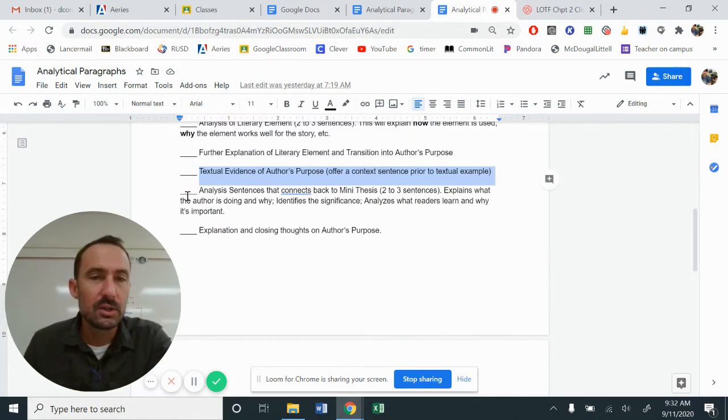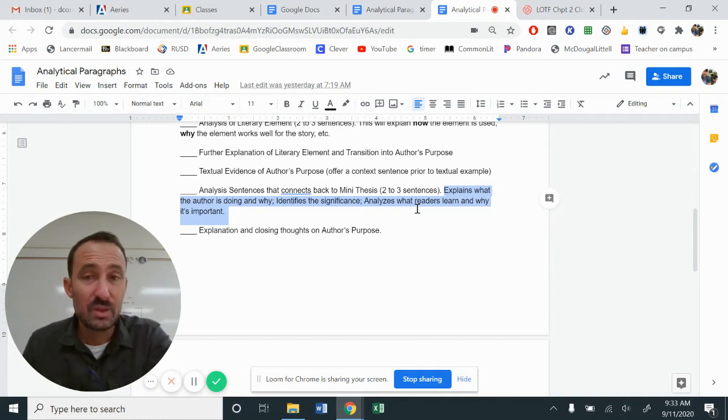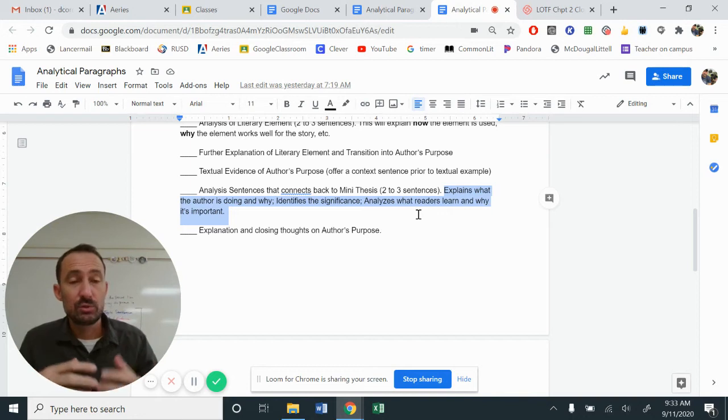From there, you've got your analysis sentences that connect back to your thesis statement. So answer these questions. That's how simple this is. Explain what the author is doing and why. Identify the significance. Why is it important? And analyze what readers learn and why that's important. It's not that you read a story and you're like, okay, that's a good story. What do you learn? What do you learn about human life? What do you learn about yourself? What do you learn about your relationships?